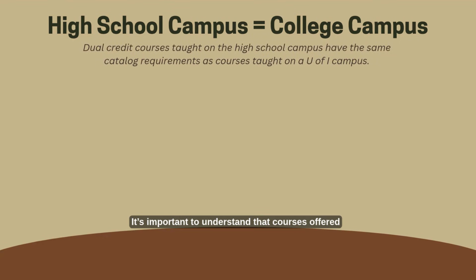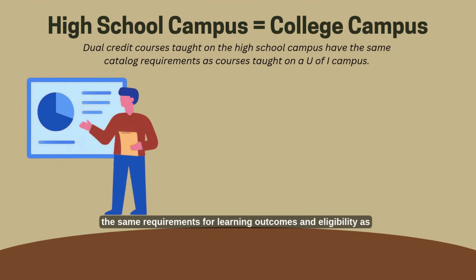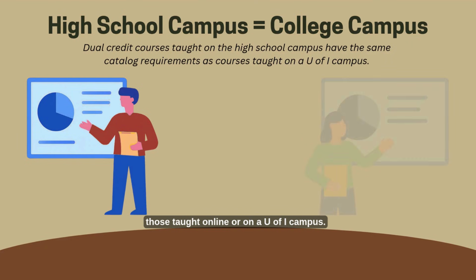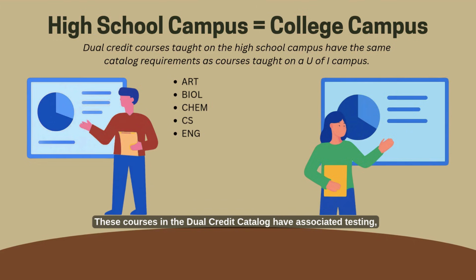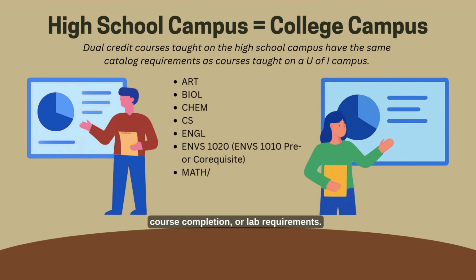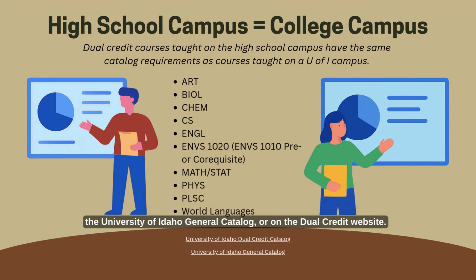It's important to understand that courses offered for dual credit on a high school campus have the same requirements for learning outcomes and eligibility as those taught online or on a U of I campus. These courses in the dual credit catalog have associated testing, course completion, or lab requirements. You can find details about pre- or co-requisites for these courses in the Dual Credit Catalog, the University of Idaho General Catalog, or on the Dual Credit website.